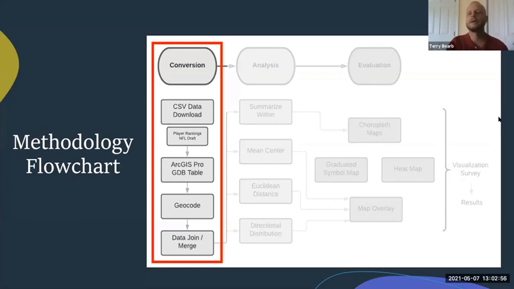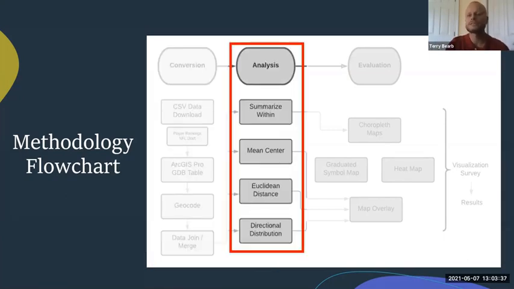All right, now for my methods, I broke it down to 3 different sections. The first section is conversion, and that consisted of just downloading the CSV data, both the player rankings and NFL draft data, massaging the data, and then pushing it over to ArcGIS Pro as geodatabase tables. I then used the geocode tool to transform the data that was in the CSV files to actual data points on the map, using the high school city field. And then I used data joins and merges. The data join was used to join the player rankings data to the NFL draft data, and the merge was used to join the 5 different polygon feature classes to a single feature class.